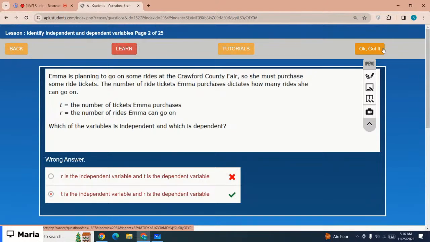Oh, the more tickets she has, yes, the more rides she can do. So the number of rides is dependent on the number of tickets, right? So T is the independent variable and R is the dependent variable. Option 2 is the correct option, right?